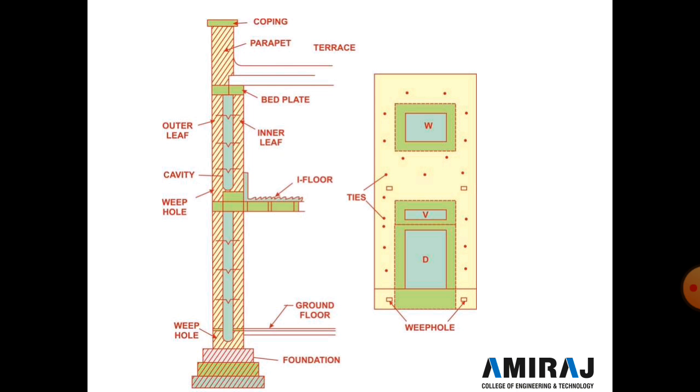Now see this figure. In the figure we have seen the hollow wall. Here the inner leaf and outer leaf are both constructed up to the second floor slab level. Clear? So from the ground floor to the second floor slab level we construct the cavity in the wall. Here weep holes are provided at the bottom part of the ground floor and also in the first floor.